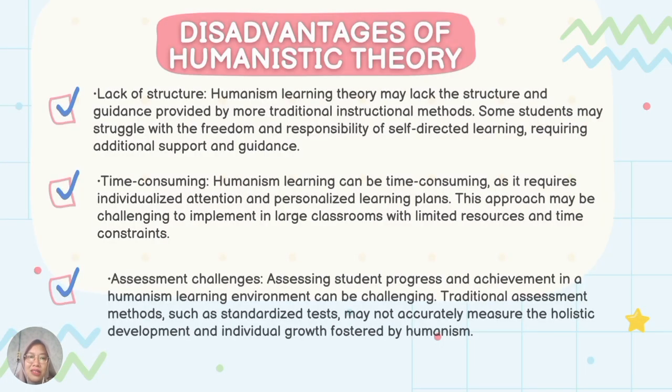And these are the disadvantages of humanistic theory. The first one is lack of structure. Humanistic learning theory may lack the structure and guidance provided by more traditional instructional methods. Some students may struggle with the freedom and responsibility of self-directed learning, requiring additional support and guidance. The second, time-consuming. Humanistic learning can be time-consuming as it requires individualized attention and personalized learning plans. This approach may be challenging to implement in large classrooms with limited resources and time constraints.